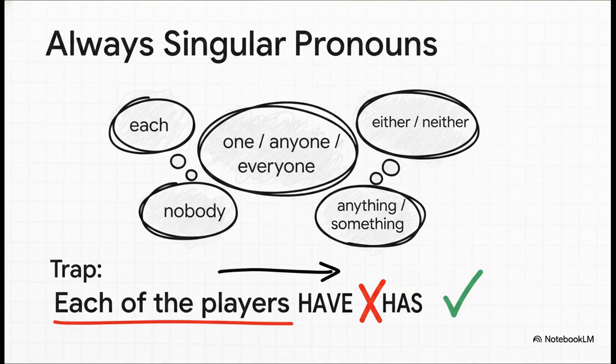Okay, this next one is just straight up memorization. There's no way around it. These pronouns you see here, they are always singular. I mean, always. No exceptions. The SAT will try to fool you by sticking a plural phrase right after them, like "each of the players have," but you're not going to fall for it. The subject is "each," singular, so the sentence has to be "each of the players has."